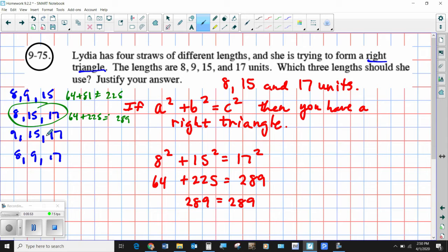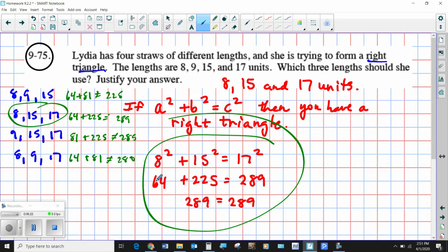Now I'm just going to rule these guys out and make sure that they don't work. Is 81 plus 225 equal to 289? No, because I know 64 is, so that's going to be like 306. So no, that doesn't work. And then 8, 9, and 17 is 64 plus 81 equal to 289? No, we said up here it was like 144. So yeah, this is the only one that works. The 8, the 15, and the 17 can be put together to form a right triangle, but none of the others can.